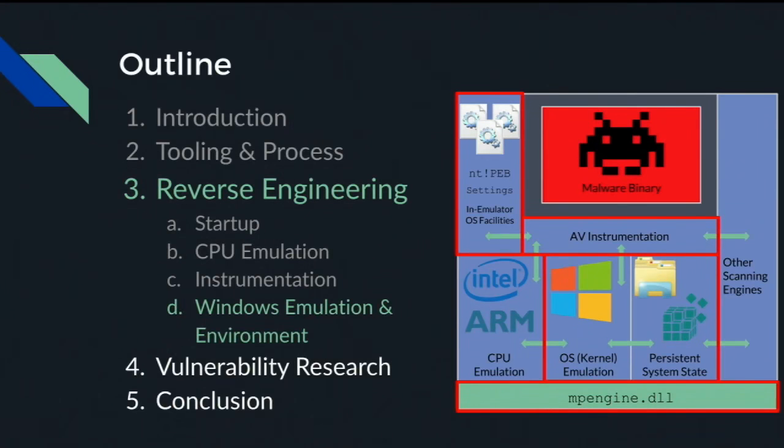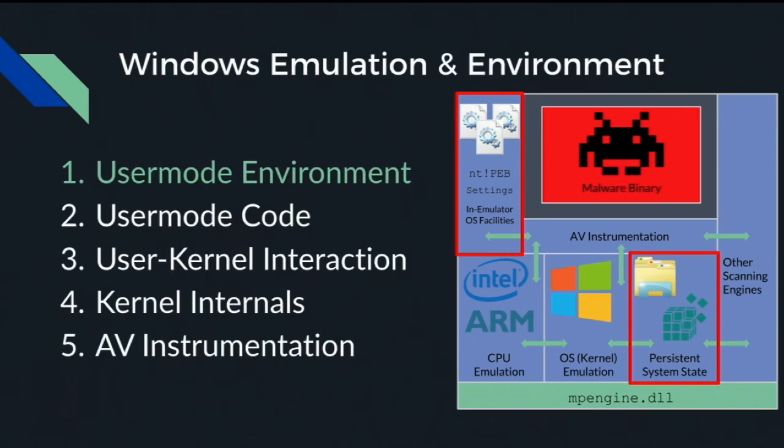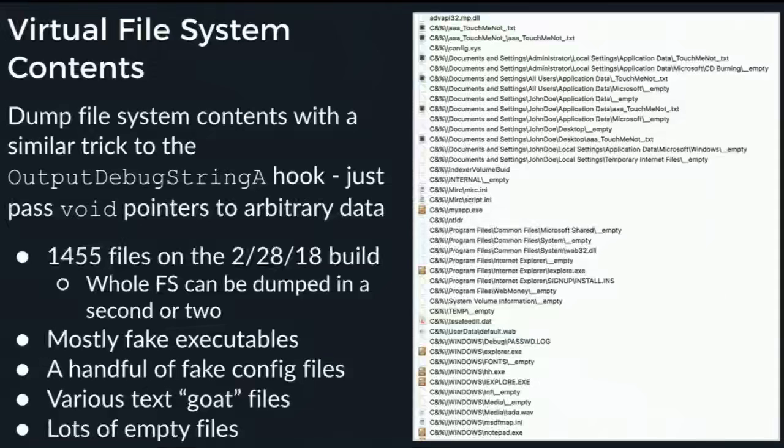Okay, so we have now established the basics of how our code is loaded, how it's run, and how we're able to observe what's going on inside the emulator. So now to get to the real meat of the presentation, let's look at the Windows emulation routines that are now exposed to us with this I/O mechanism. First off, we're going to talk about the user mode environment inside Windows Defender. Defender has a virtual file system, just like a real file system. Inside this virtual emulator, your malware can interact with the file system.